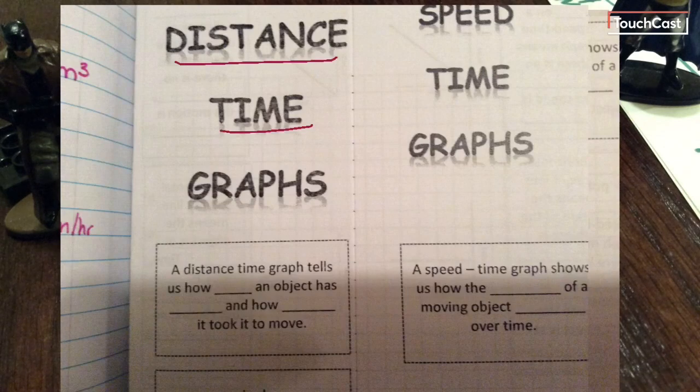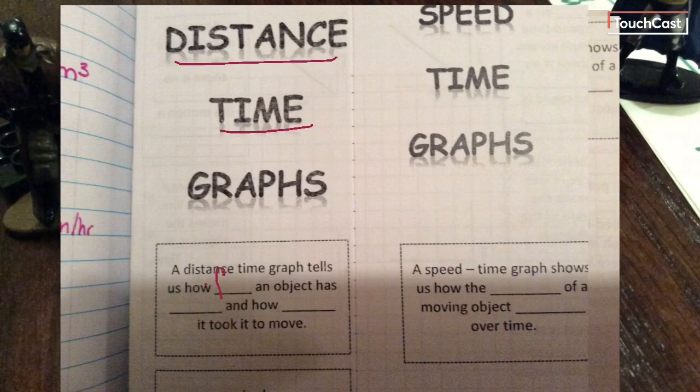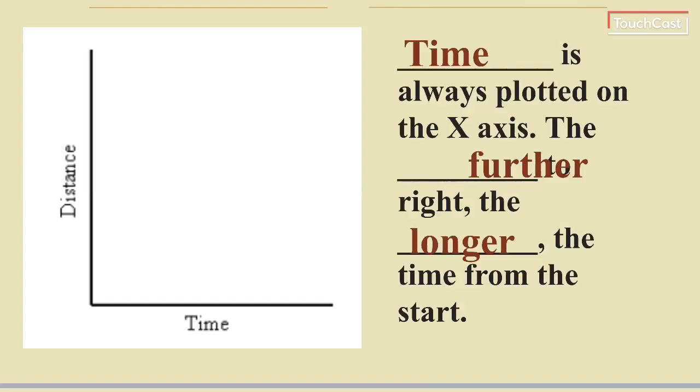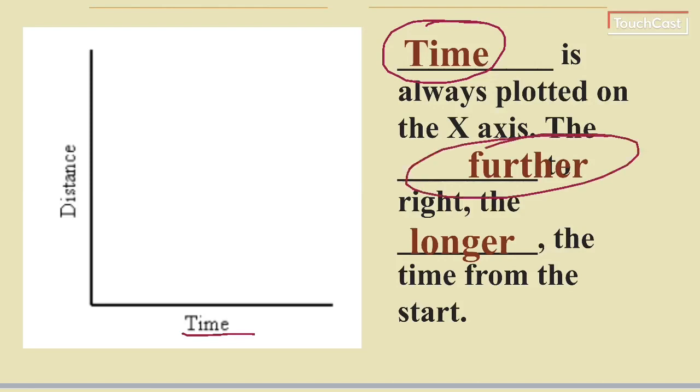That first box says a distance time graph tells us how far an object has moved and how long it took to move. With distance, I like to think of a starting point and a destination away from the starting point. The next box on that outside left says you're always going to have time plotted on your x-axis, and the further right, the longer the time from start.